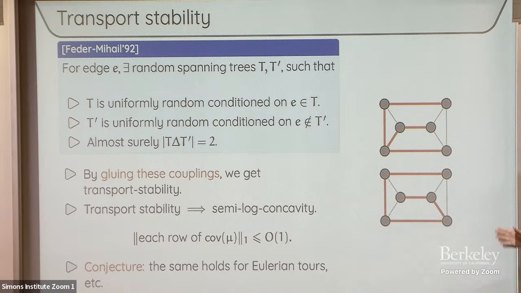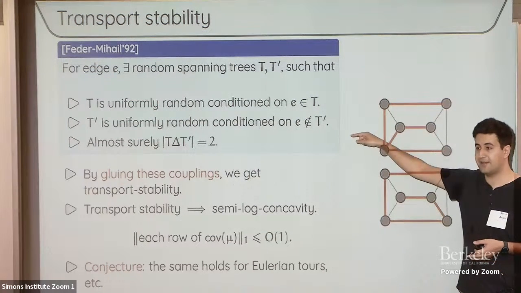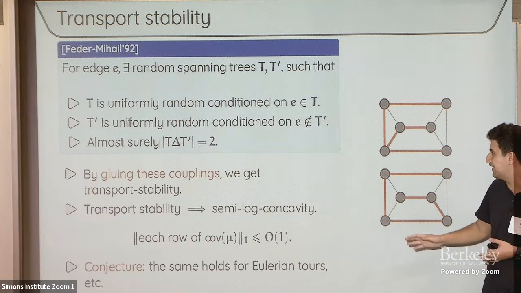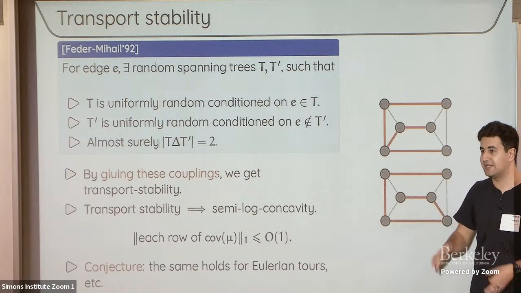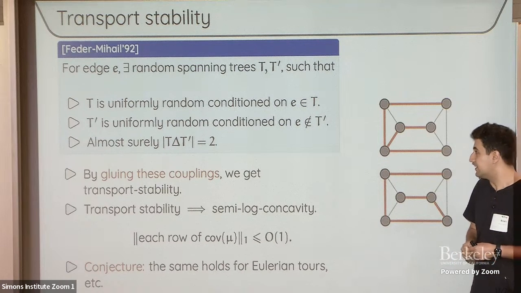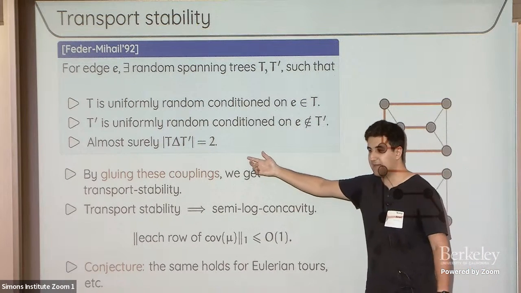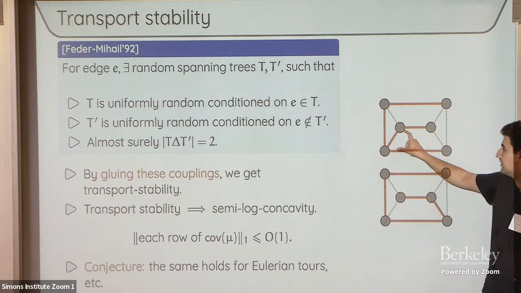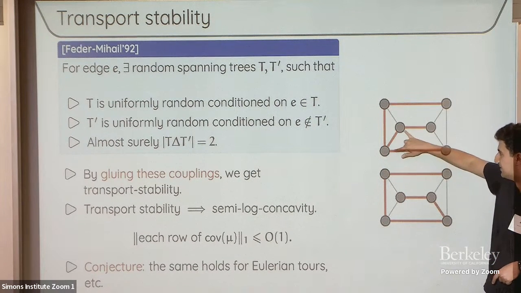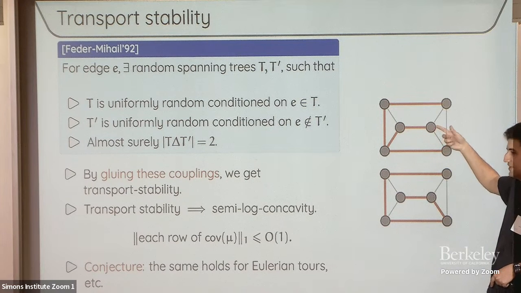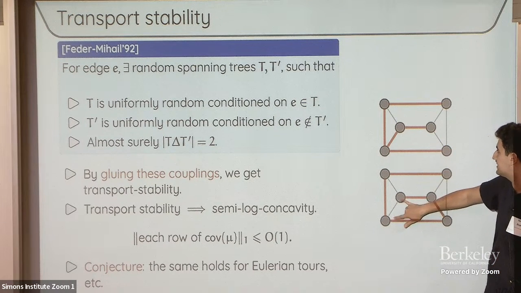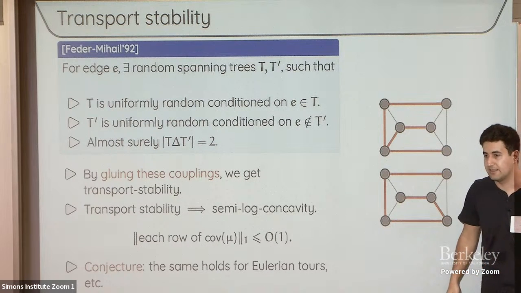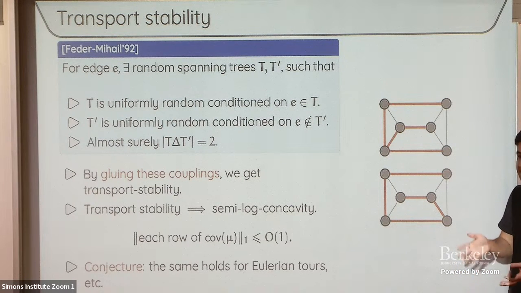We actually conjecture that the same thing, the Federer-Mihai statement, holds in a similar fashion for Eulerian tours and so on. The difference is in the spanning tree case, when you look at T and T prime, they are one swap away. So they differ on this edge, but the other edge must go the other way around. If this one doesn't include this edge, then this one includes the other edge. In the Eulerian tour case, it's not necessarily a swap, it should be a flip.